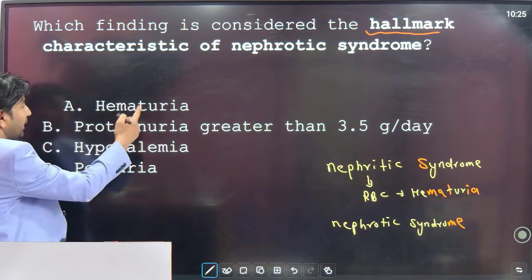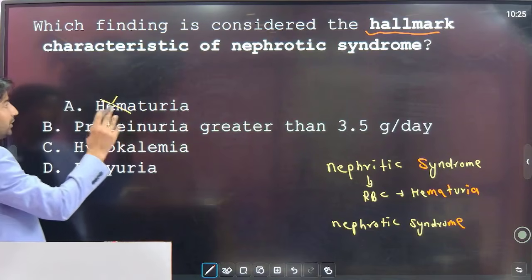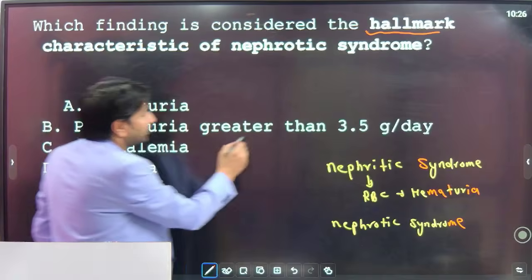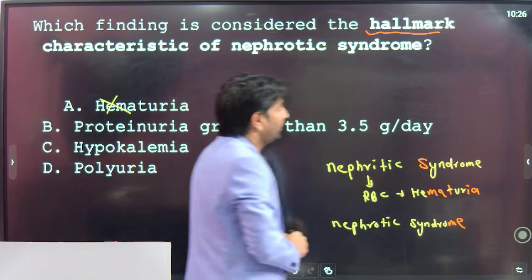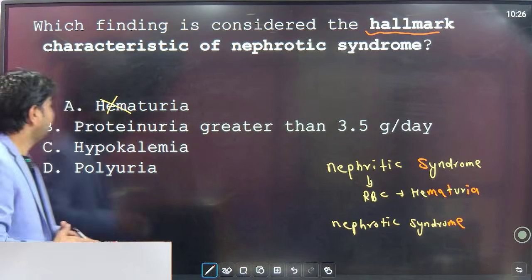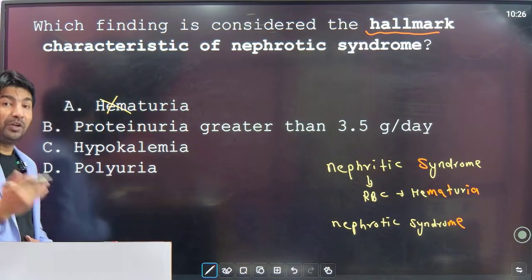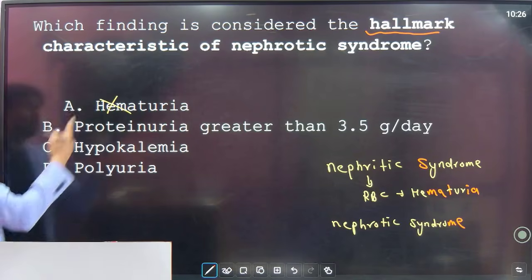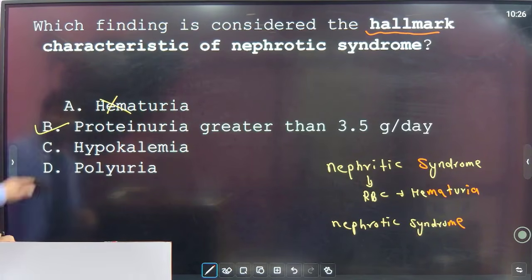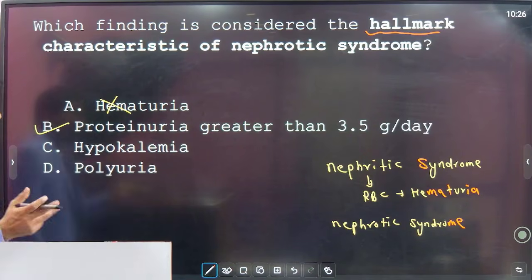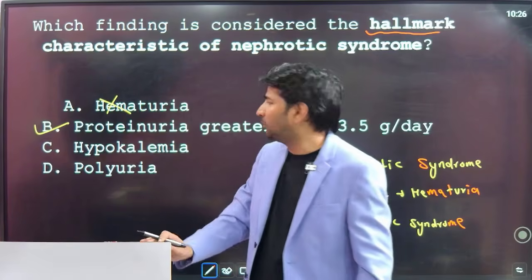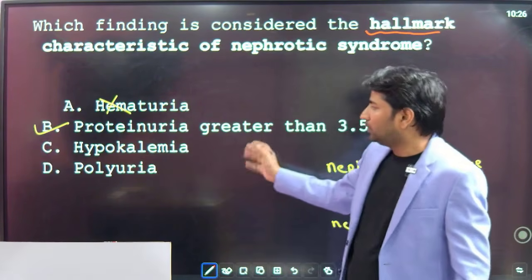So here we have hematuria, which is incorrect because it's not a characteristic of nephrotic syndrome. Proteinuria greater than 3.5 grams per day. If 3.5 grams of protein is excreted in the urine daily, that's proteinuria, and it's the hallmark sign and symptom. So that means option B is the correct answer here. Then we have hypokalemia, option C. In most cases of nephrotic syndrome, there is no such effect. So we can rule this one out as well.